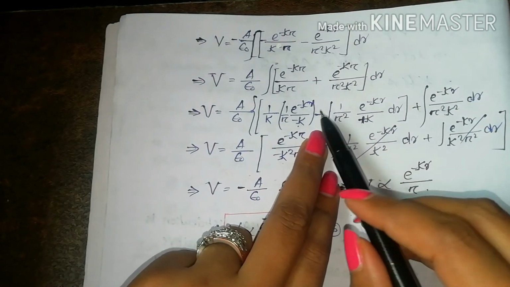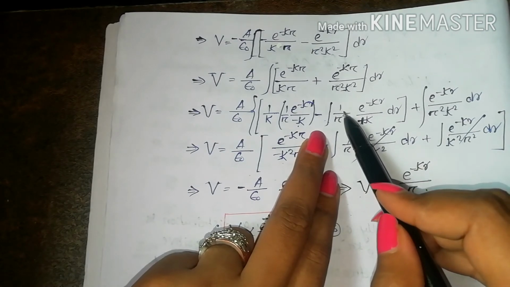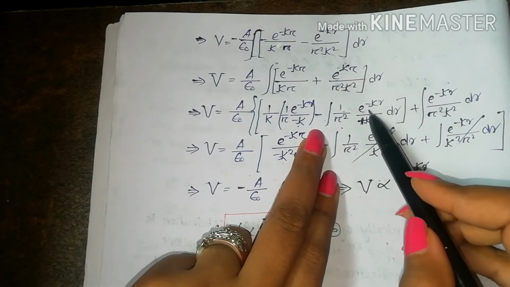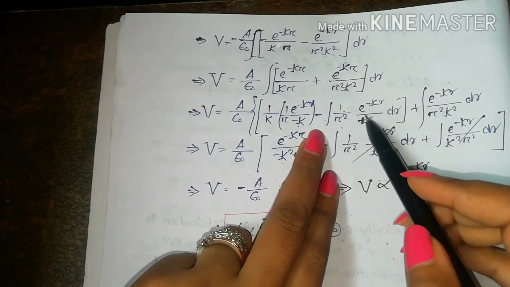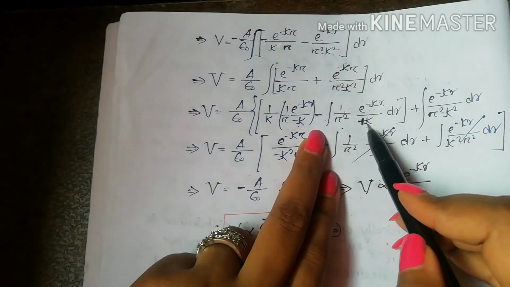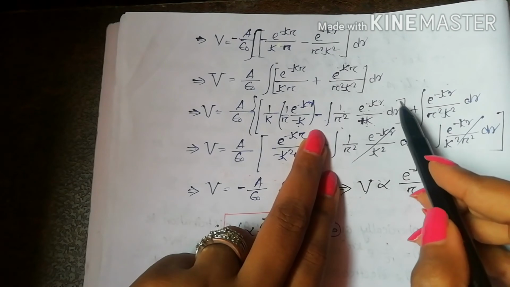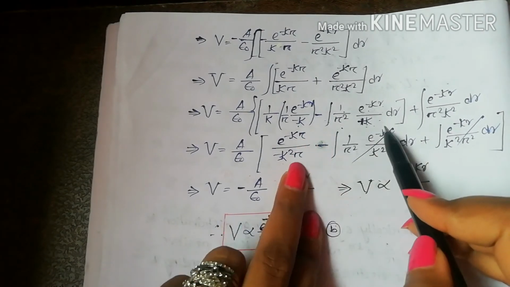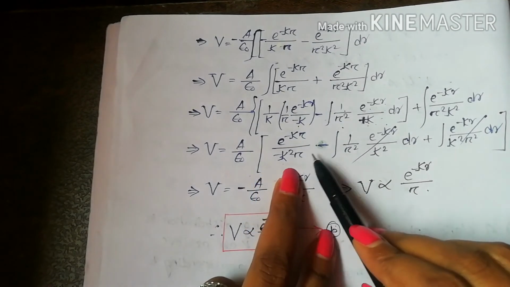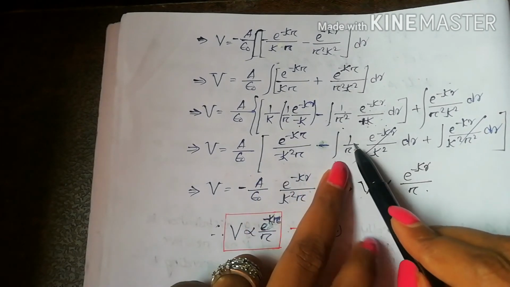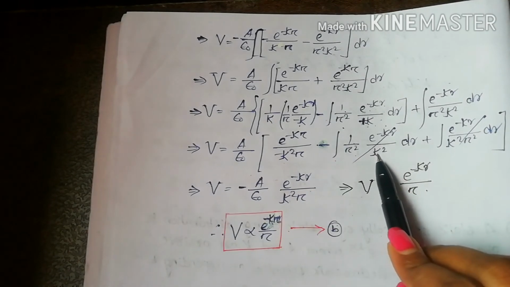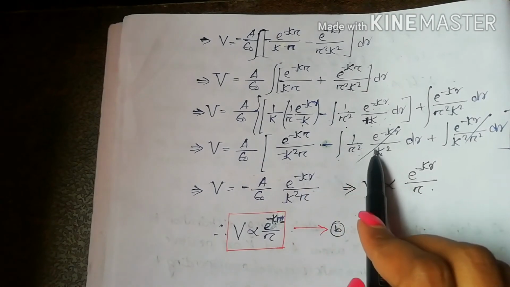Again, minus integration of d dr of 1 by r, which is minus 1 by r square, and integration of e to the power minus kr gives minus k. So here one minus was there, minus a will become plus, and finally dr is as it is. Now again we will integrate this term. It will be e to the power minus kr by k square r, minus integration, as it is, of 1 by r square e to the power minus kr by k square, because the 1 by k that was outside comes inside and we will have k square.